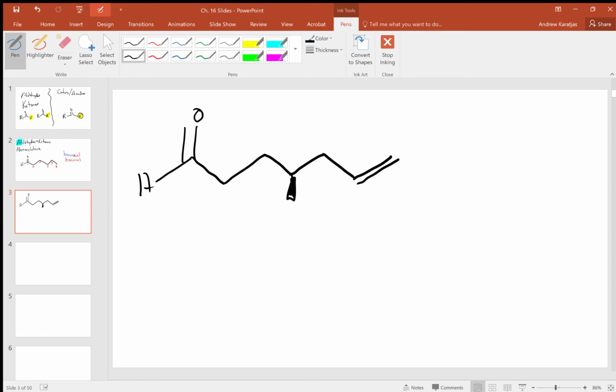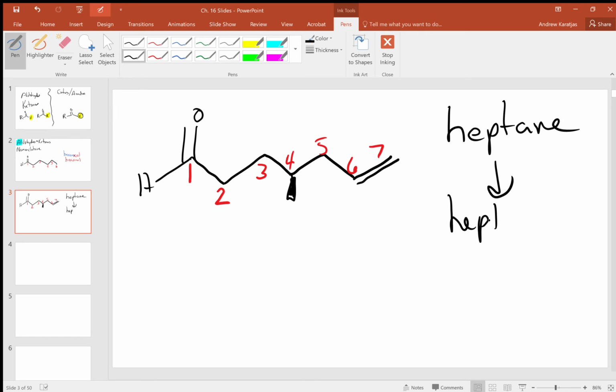So how do we name this one? Well, again, we're going to start with the longest chain, and we start numbering where the aldehyde is. So we have a 7-carbon chain, which makes it heptane, but because of the aldehyde, it becomes heptanal.